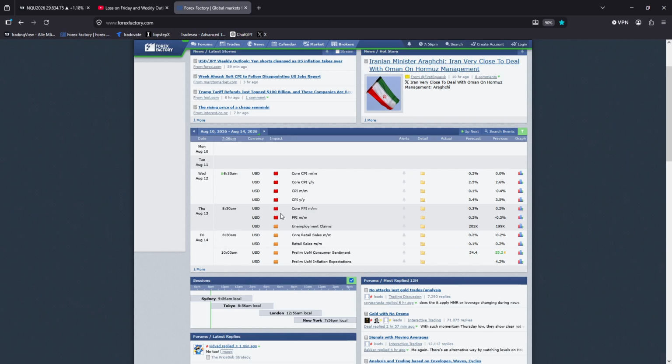Thursday as well, we get PPI. We can trade this after we get our release. And Friday as well, a trading day. So I would be at least careful Monday and Tuesday. The rest of the week will be tradable. Yeah, guys, that's pretty much it.